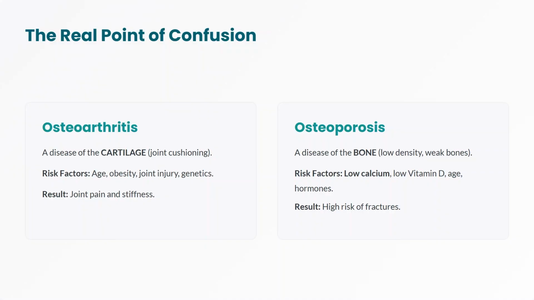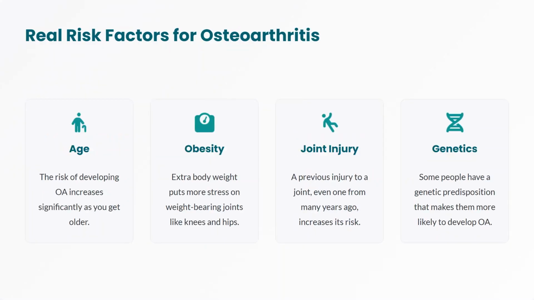Osteoarthritis, as confirmed earlier, is a disease of the cartilage, basically the joint cushioning. The risk factors are older age, obesity, joint injury, and genetics. The results are usually joint pain and stiffness. Osteoporosis, on the other hand, is a disease of the bone because of low density and weakened bones. Its risk factors are low calcium levels, low vitamin D, age, and hormonal changes. The high risk is that you can see a lot of fractures in these conditions.